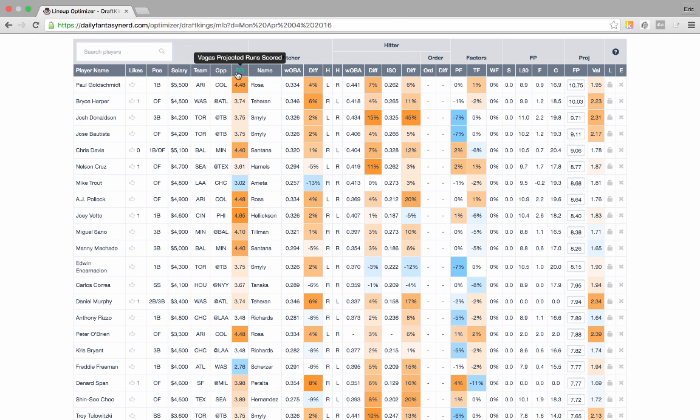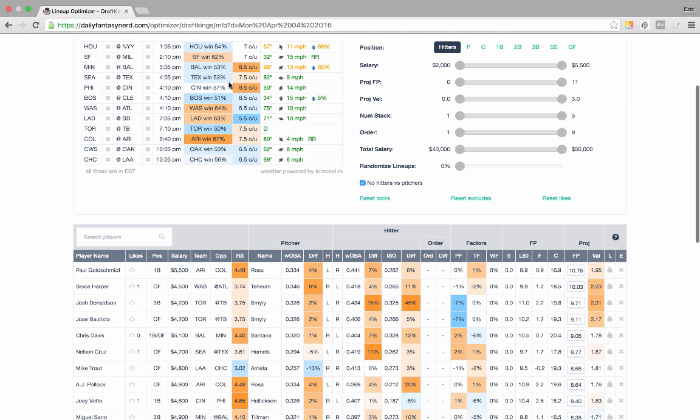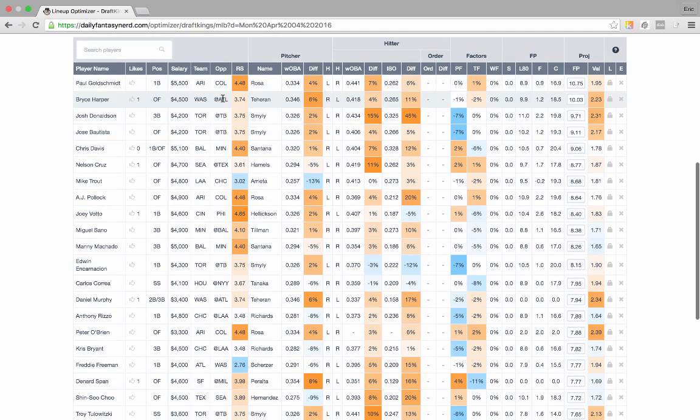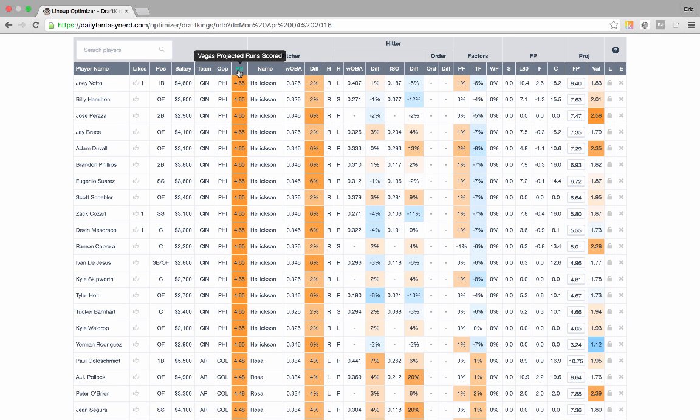Over here we have the Vegas projected runs scored. So this is calculated taking the over-under and the win percentage, the money line. And you can actually sort by the runs scored to see who's going to be the top hitting teams of the day. And this is a good way of figuring out what teams are useful to stack on any given day. And we'll talk about stacking in a little bit.